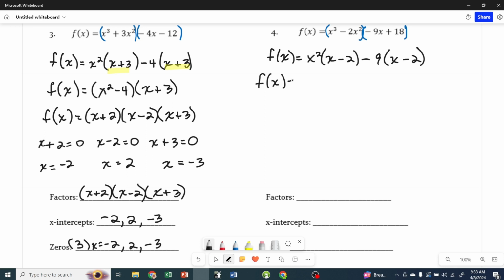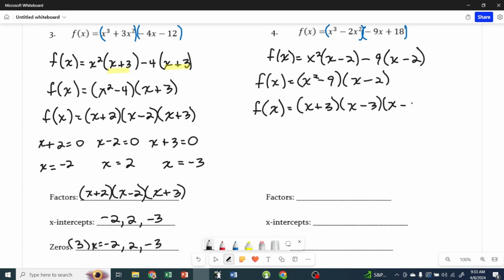Our next hint that we're on the same path here is we have x squared minus 9, x minus 2. We have a difference of two squares. X squared is a perfect square. 9 is a perfect square. So we can easily factor that out. X plus 3, x minus 3, x minus 2.